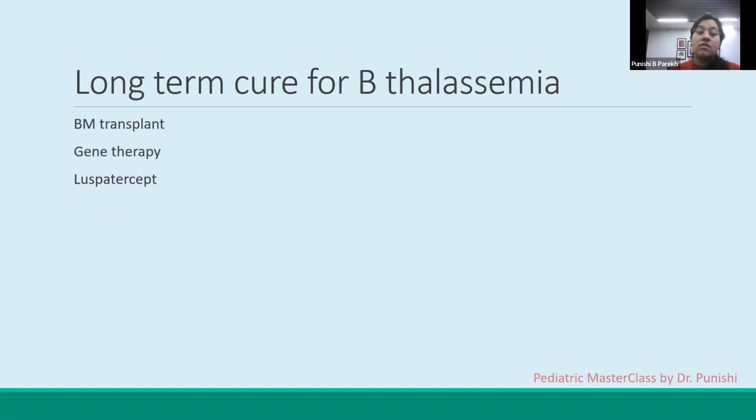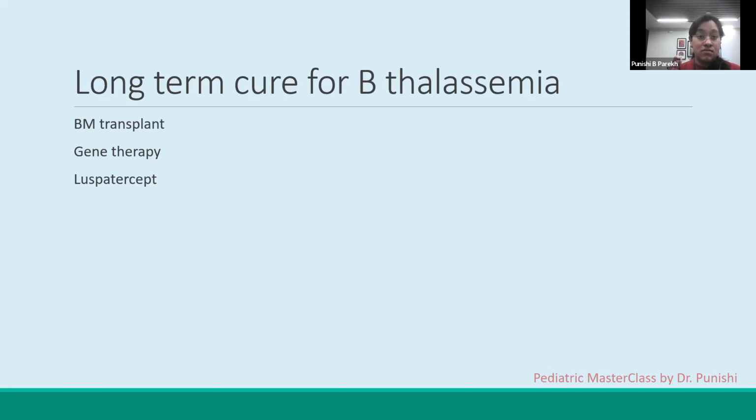Lastly, yes, we do have long-term cures for beta thalassemia also. So bone marrow transplant, gene therapy, and luspatercept, which is a recently approved drug, although not in pediatrics, but definitely in adults. So these are a few other treatment options available, which can be used for long-term cure of beta thalassemia.